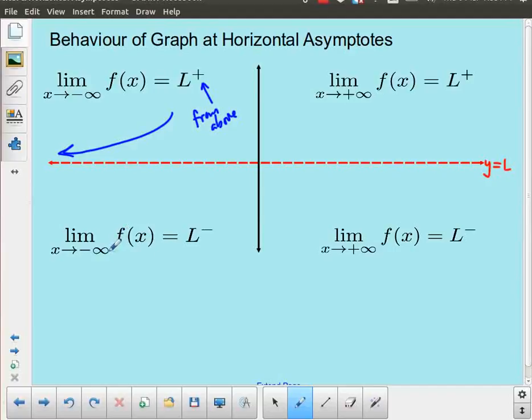Whereas in this case, the limit as x approaches negative infinity is approaching L from below. So that would be like that. Over here, the limit as x approaches positive infinity is L from above. So that's going to look like this. And the limit as x approaches positive infinity of f of x is equal to L, but we're approaching it from below, which is going to look like that. Same idea as the left and right, just a little bit different in execution.